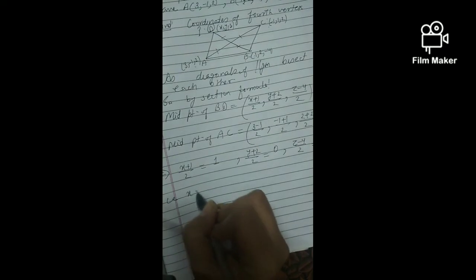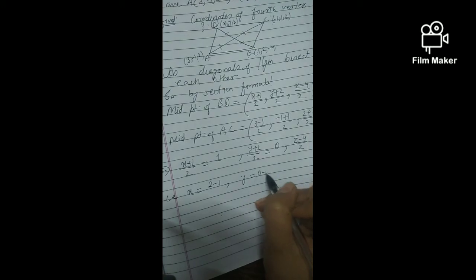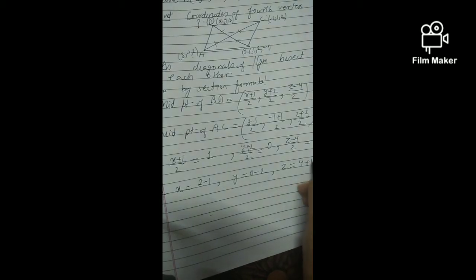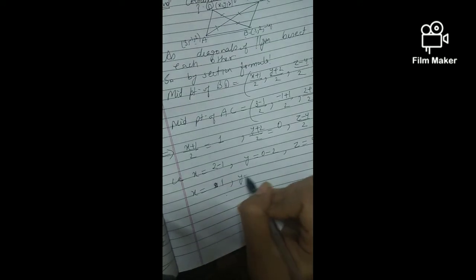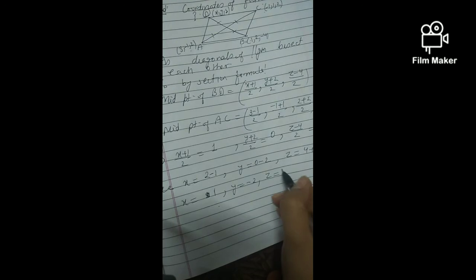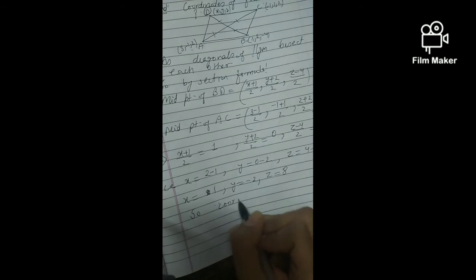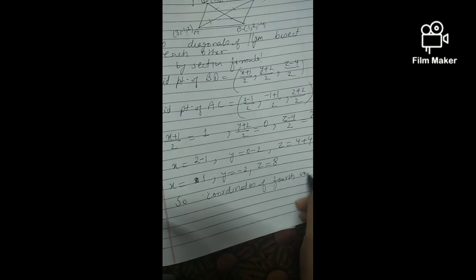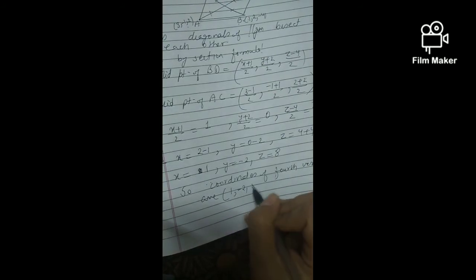So the value of x will be 2 minus 1. The value of y will be 0 minus 2. And the value of z will be 4 plus 4. So x is 1, y is -2, and z is coming 8. We will write down: coordinates of the fourth vertex are 1, -2 and 8. Okay, this is how we can calculate.